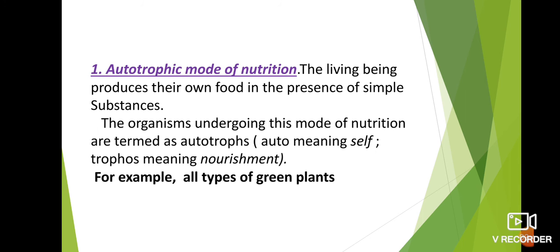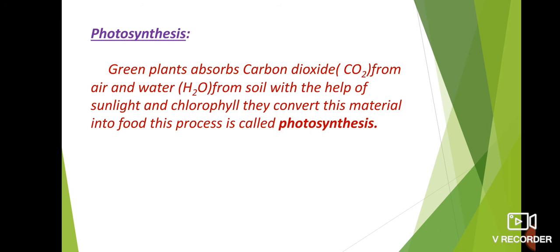Green plants prepare their own food by the process of photosynthesis. So, what is photosynthesis? The process in which green plants absorb carbon dioxide from air and water from soil with the help of sunlight and chlorophyll. They convert these materials into food. This process is called photosynthesis. Understand? Photo means light, synthesis means preparation. In the presence of sunlight, plants prepare their own food, which is known as photosynthesis.